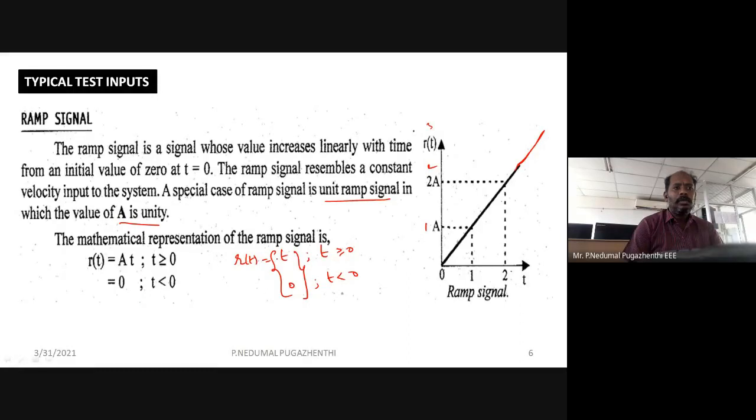Is that okay? It resembles a constant velocity input. It continuously changes, linearly changing with respect to time. The input is changing, and the output also changes by the same amount, linearly. This is what you call a ramp signal.